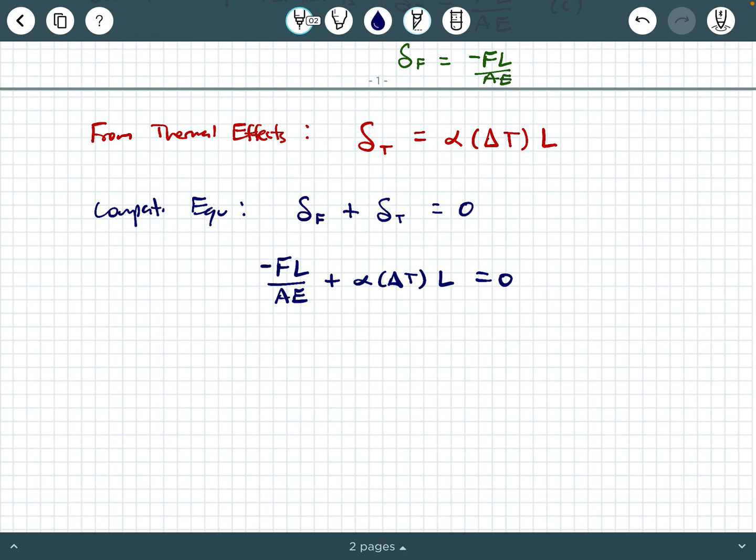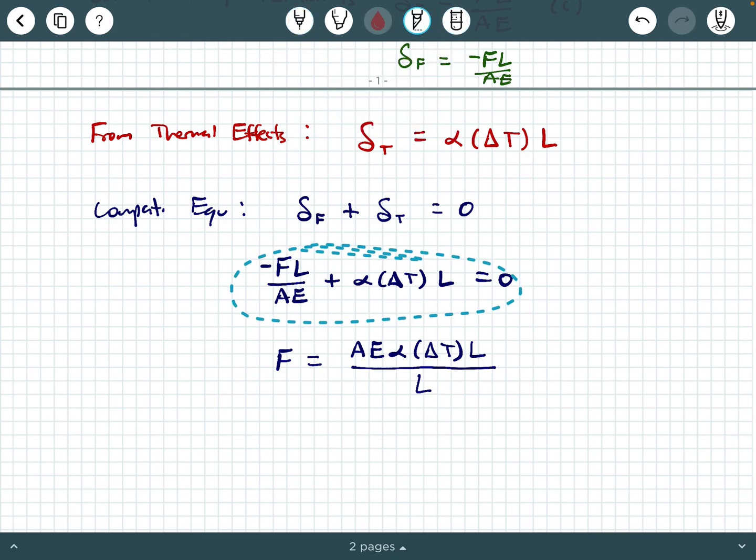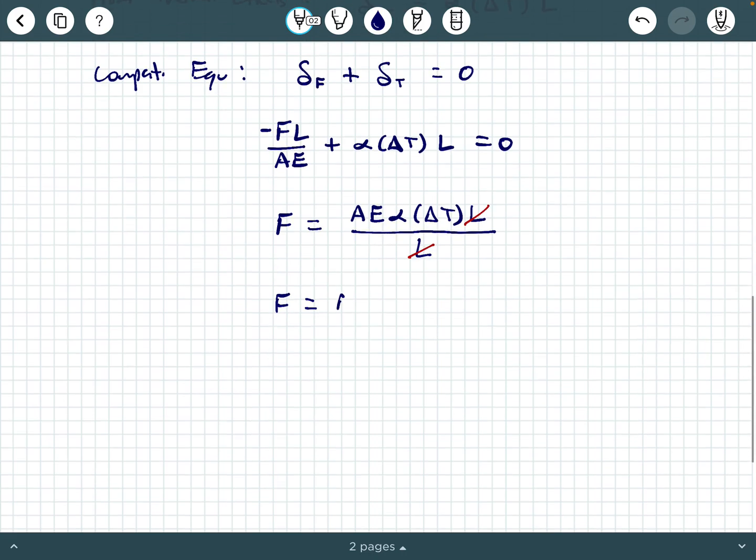So we can simply rearrange this compatibility equation, and we get F equals AE times alpha times delta T times L, all divided by L. All we did was algebraically rearrange this equation to solve for F, and we see that the L's clearly cancel, and so we get a nice little compact formula: F is equal to AE alpha delta T, and from here we can substitute our values in.